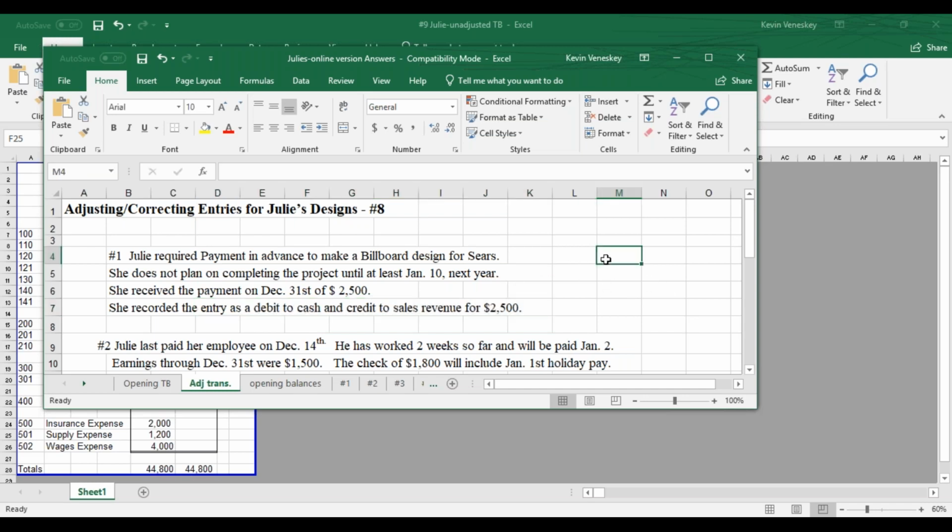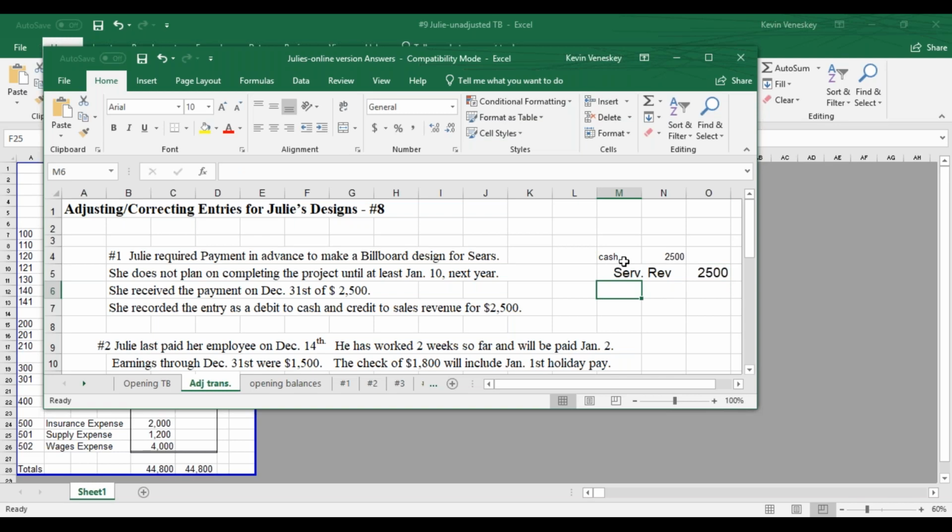Off to the side, put what was her wrong entry, just so we can have a visual. Her wrong entry was $2,500, and she had a credit to service revenue of $2,500. So that's just kind of off to the side in a bubble. This is in no way part of what we want in our real answer.